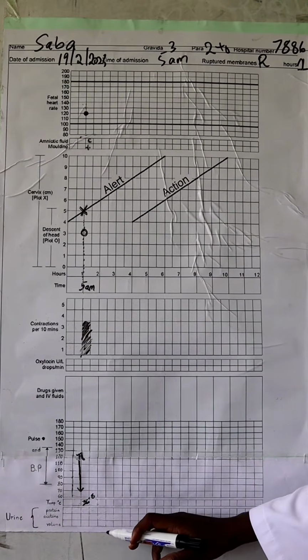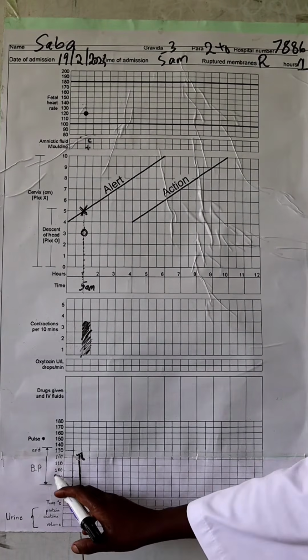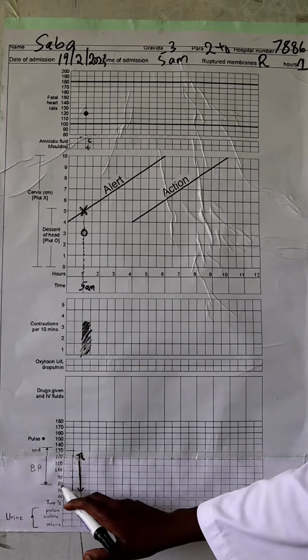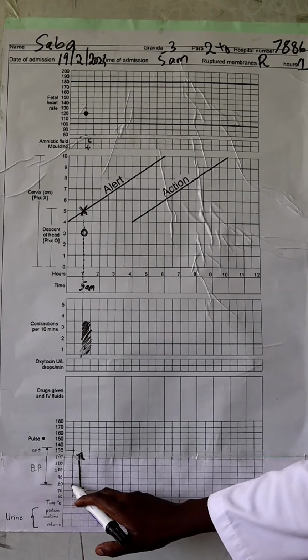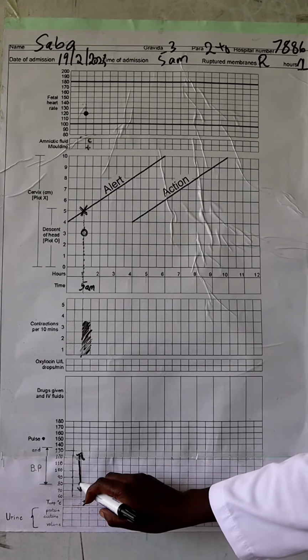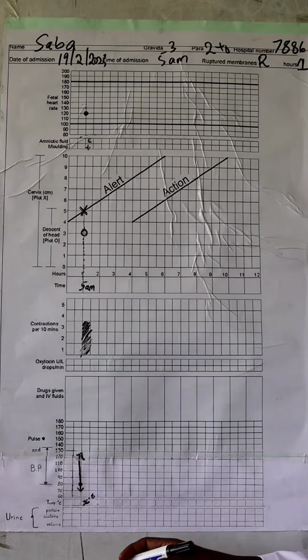Pulse is 80 beats per minute. So look for where pulse is. This is the pulse section, and this is 80. So come along with the pulse and indicate a dot there. So that is our pulse. I hope we are together.